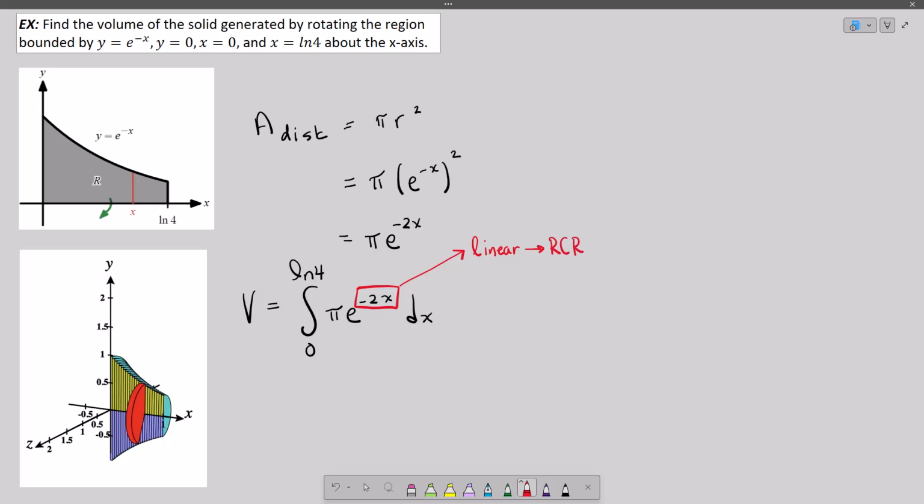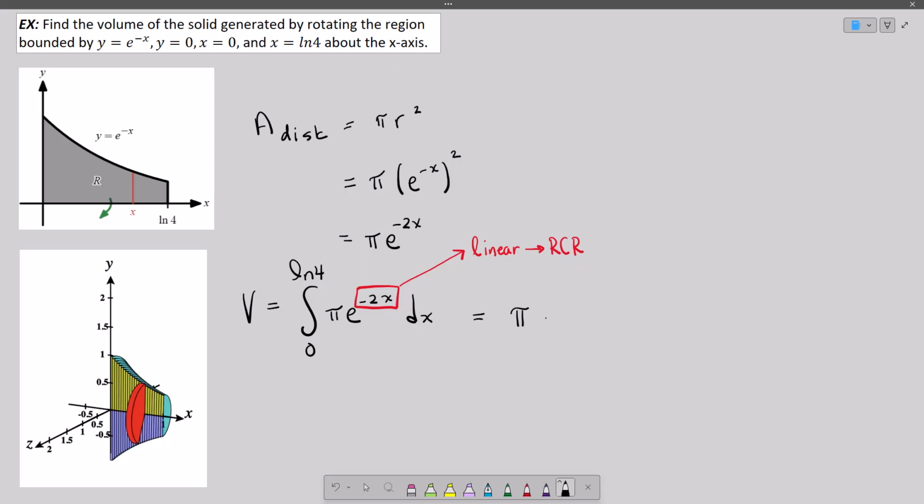called RCR, reverse chain rule. When you integrate, you use reverse chain rule. When you differentiate, you use chain rule. And so let's see if we can do that. Pi is coming out as a coefficient. The general integration rule for an exponential: the integral of an exponential is itself. Just like the general derivative rule for an exponential is it's itself. And then you have to modify it if the exponent is modified.